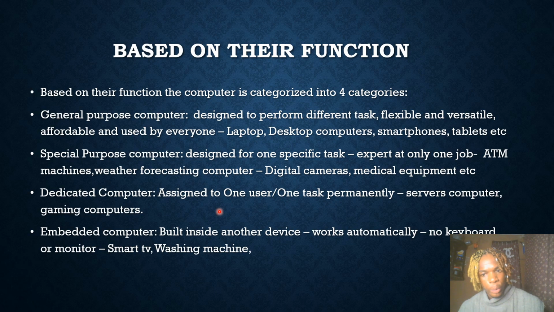A special purpose computer can be seen as a single computer. You can see them. For example, if you go to the ATM machine, you can see it as a single computer. But in your smart TV, there is a computer inside that makes it work. So the computer inside your smart TV is called the embedded computer. I hope you understand.